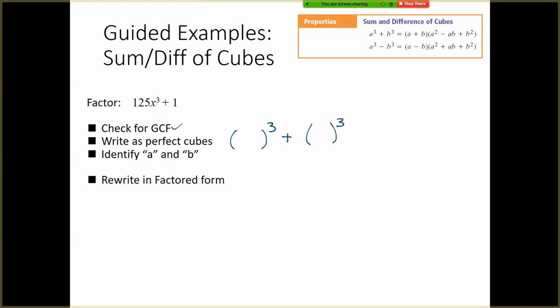Hopefully you remember from the last one, the cube root of 125 is 5. So we're going to have 5x in our first set of parentheses, which means a is going to be 5x. What about 1? The cube root of 1 is just 1 because 1 to the third power is still 1. 1 times 1 times 1 is still 1. So here we're going to use a b value of 1.